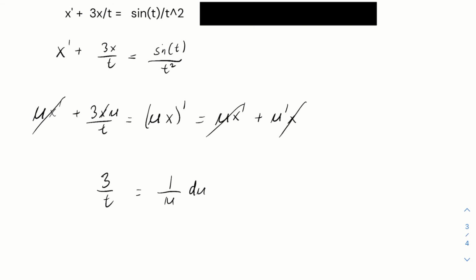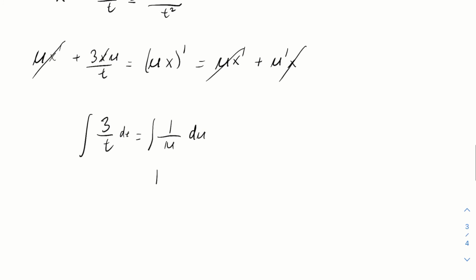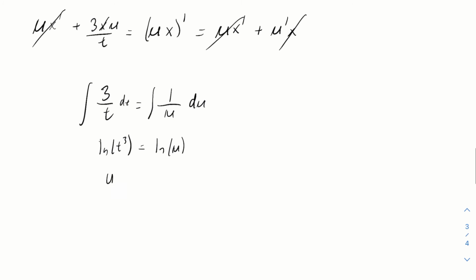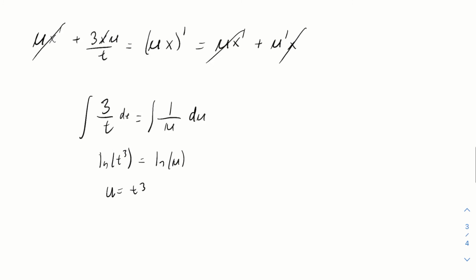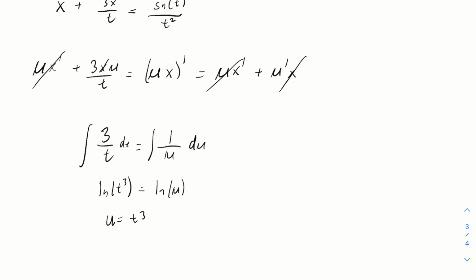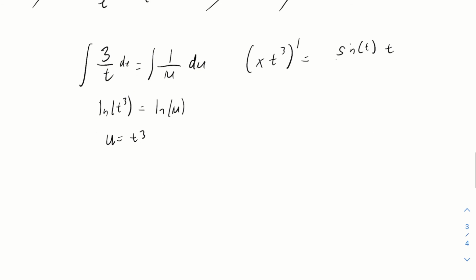Okay, d mu dt, integrate both sides, you get ln of mu equals ln of t cubed again, actually. Okay, so mu equals t cubed. Okay, and now we sub that in, so x t cubed prime equals sine of t over t squared times t cubed. We notice that we can cancel that one out, and we're just left with sine t times t. And now we integrate that one with respect to t.